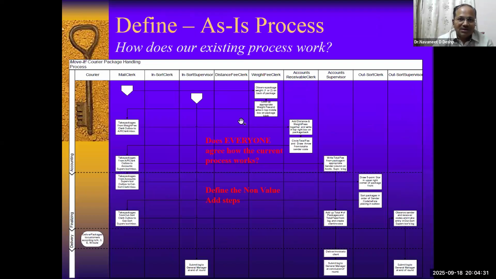Now, we'll take an example like the courier package handling process. The mail is received, another person is sorting it, and the in-sort supervisor is handling it. Then, does everyone agree how the current process works? Accounts receivable in one department may work another way, a weight fee clerk is there, and the account supervisor is trying to write the total fee involved. So there is a disconnect between several processes, which one has to define as a process.